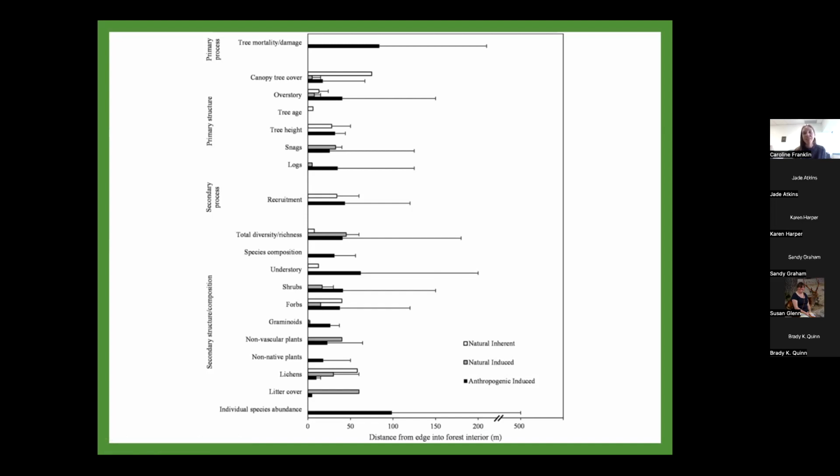As you can see, overstory is the only response variable that actually considered all three of these. And in this case, we see that DEI was greater at the anthropogenic edge as compared to both the natural edge types. But it's really hard to make these comparisons with so little data.